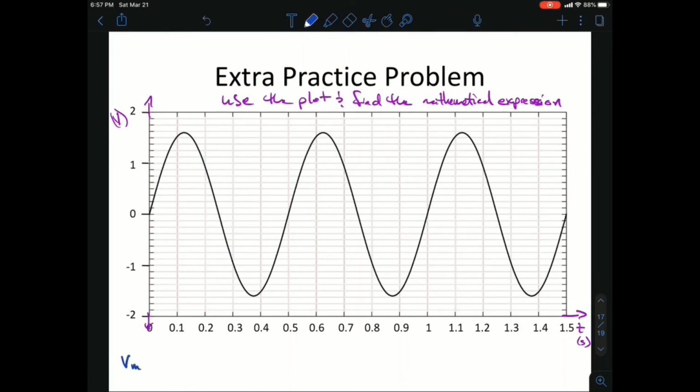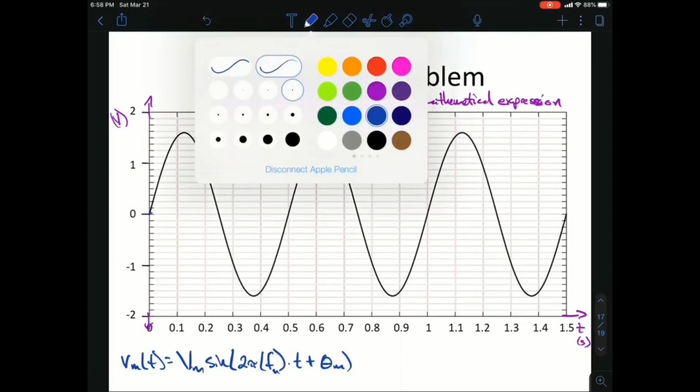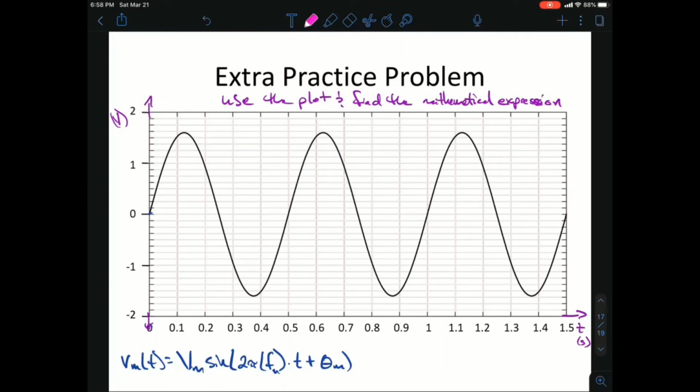The general expression is V sub m of t equals capital V sub m times sine of 2 pi times f times time plus theta sub m. So we need to figure out what each one of these things are before we can move forward. One of the key things we can start off with is we can see at time 0, we start at 0. So that is an indicator for us that theta sub m equals 0.